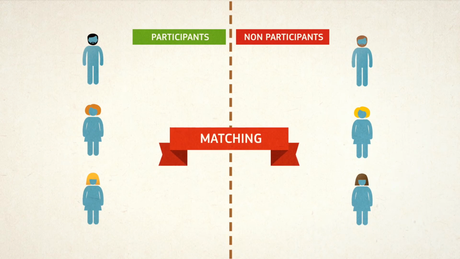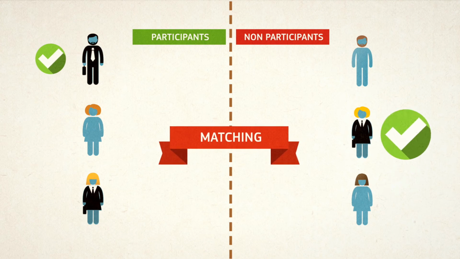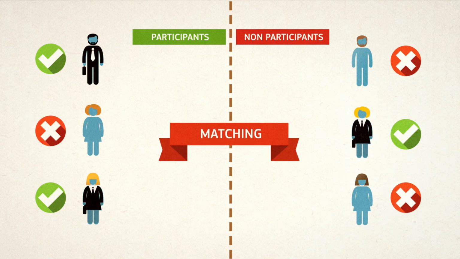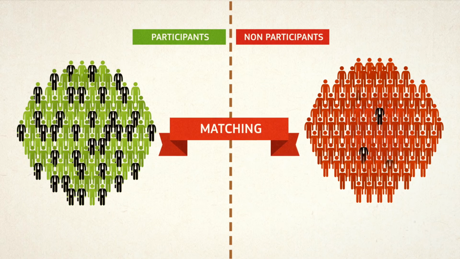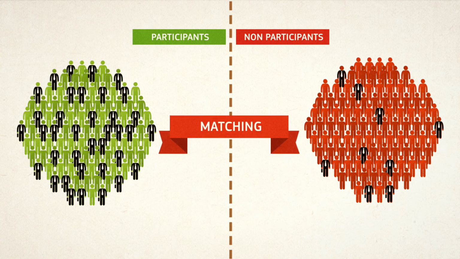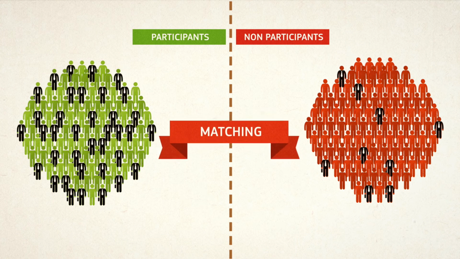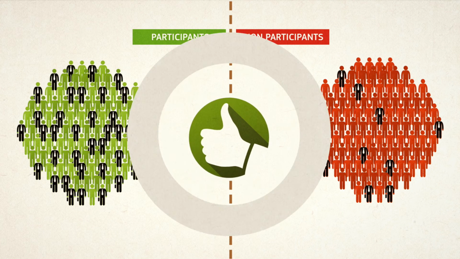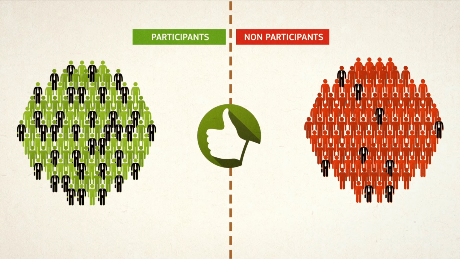Then for each pair, we compute the difference in the employment status, and the average of all these differences gives us the impact of the training program. Matching is one of the several methods that are used to determine if a program is successful. Which method to choose is not a simple task.